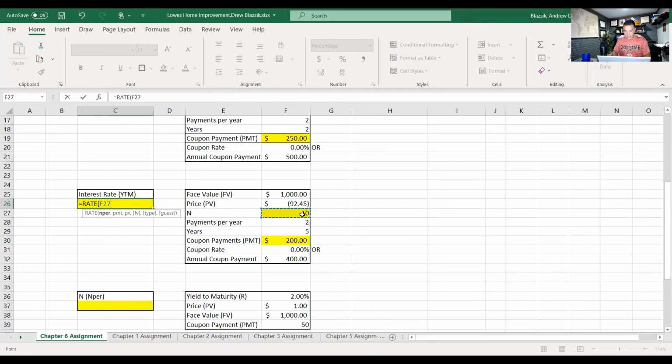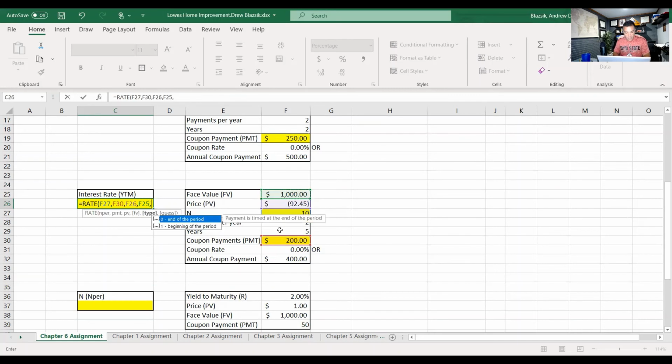I'll hit comma. Coupon payments, which is solved right there. Comma. Present value, which is the price. So price is something I just kind of threw in there. Comma. What is the future value? That's the face value, what you get at the end of the loan. So that price is what's paid at the beginning. Future value is what you get at the end of the maturity. Maturity is in 5 years. So we got the future value.